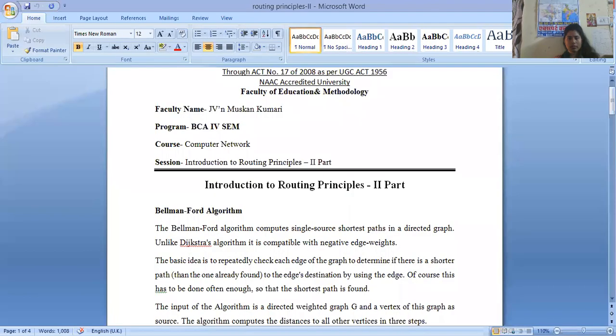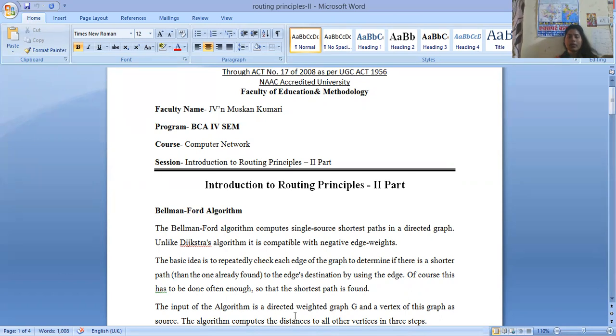So, here are the files. Routing principles, phase second. Okay. In the first phase of routing algorithms, I discussed with you the link state algorithm, the DVR algorithm, a little bit about OSPF, and the spark routing algorithm. Now, in this one, I will discuss the Bellman-Ford algorithm. Okay, so what is the Bellman-Ford algorithm?